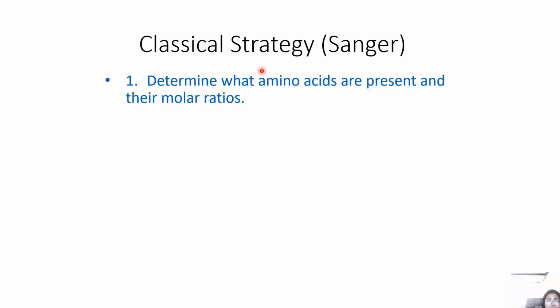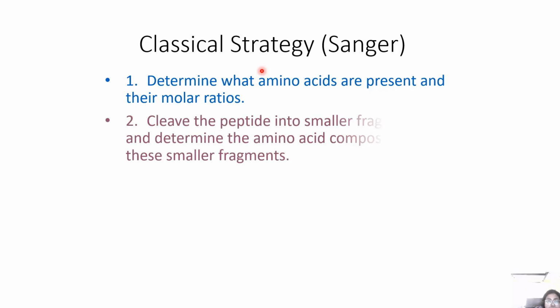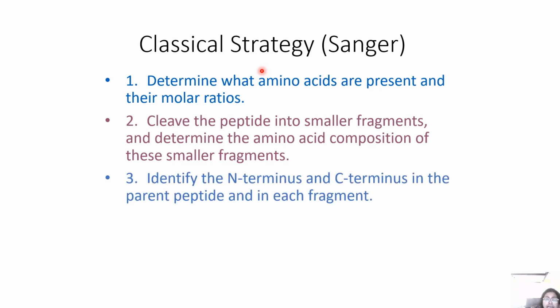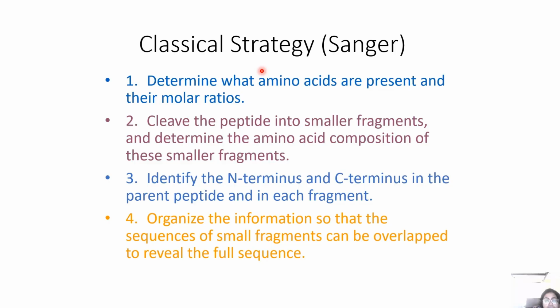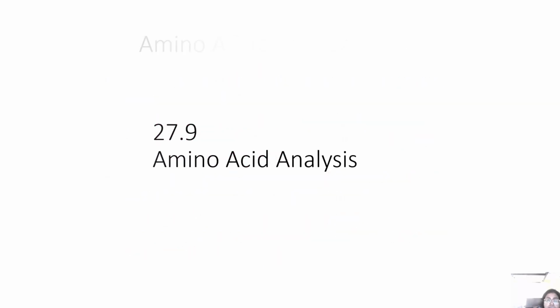We determine what amino acids are present and their molar ratios, cleave the peptide into smaller fragments and determine the amino acid composition of these smaller fragments. Identify the N terminus and the C terminus in the parent peptide and in each fragment, and organize the information so that the sequences of small fragments can be overlapped to reveal the full sequence.